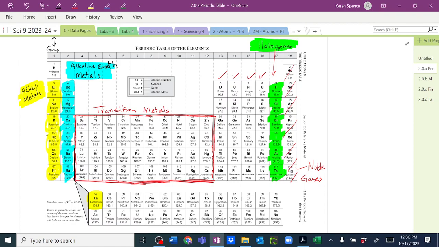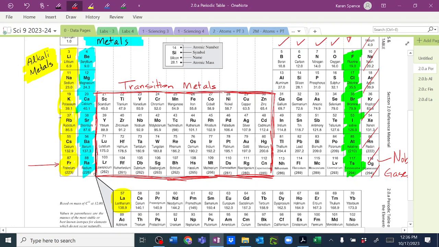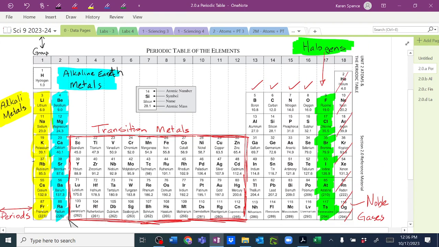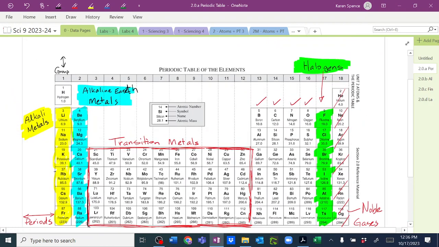What do we call the things that go side to side? Tell your partner. They are periods. Periods. Yes? How many elements are in period number 1? How many elements in period 1? So if we look at period 1, that's our first row. There's one over here, and there's one over here. So there's 2 elements.